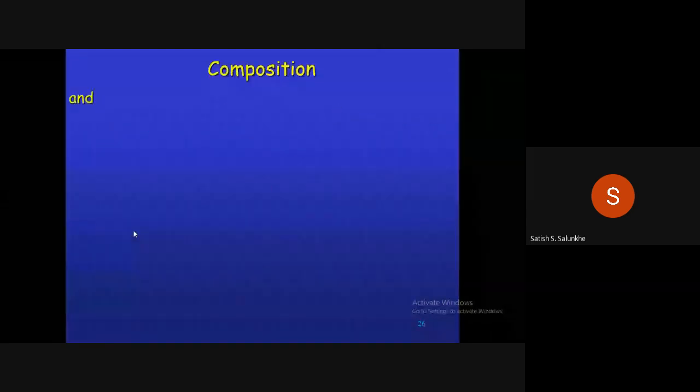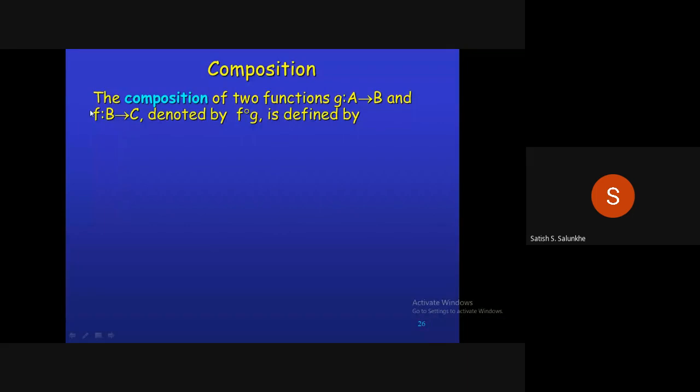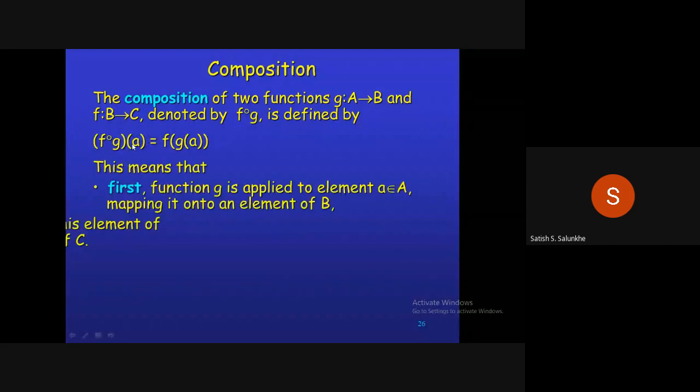The next thing is composition. The composition of two functions. Suppose you have two functions. One is from A to B, that is g, and another is from B to C, that is h. So the composition of function is defined by this. I will first show you visually.